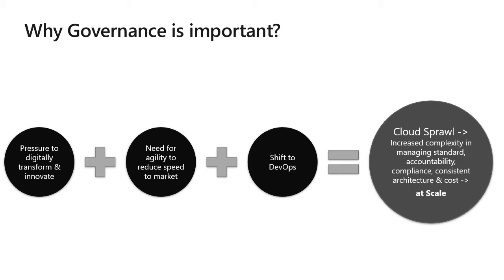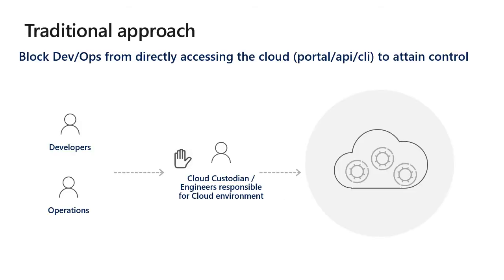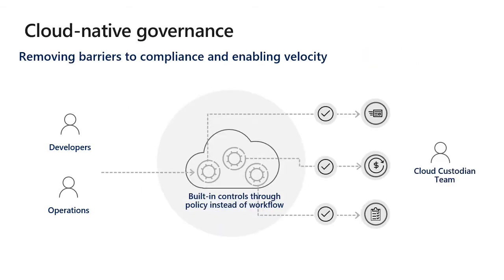So in order for us to solve this, we have to create policies. But the traditional approach looks this way. In a typical organization that has IT, you would have operations who run your cloud and your on-premise infrastructure, and developers who create applications using the resources managed by operations. You would have someone like a cloud custodian or an engineer responsible for the cloud environment, and the job of this person is to make sure that operations and developers get what they want. In cloud native governance, we are trying to remove the barriers to compliance and enable velocity by enabling some form of control on the cloud, with policy defined by the cloud custodian team, so that when a developer starts asking for resources, the developer does not simply get all the resources, because you have defined the policy that limits what developers can or cannot get.